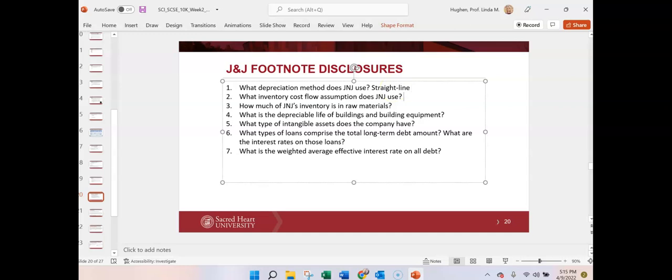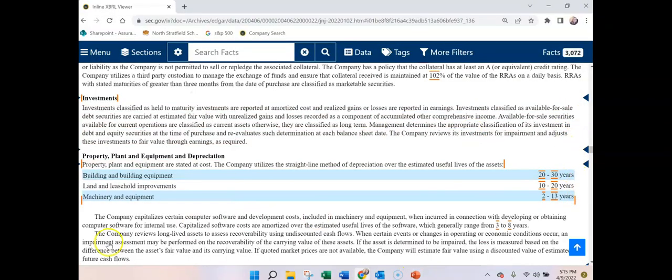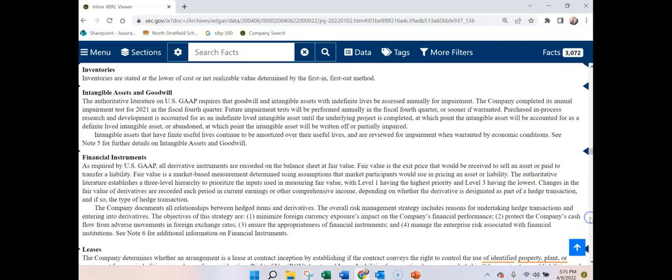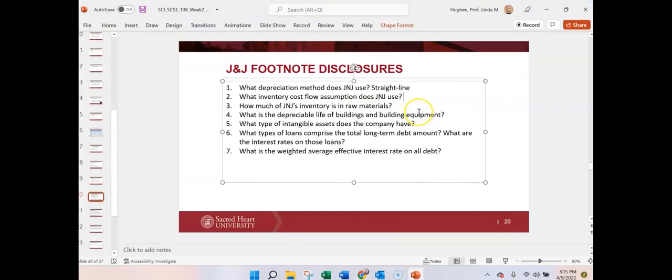perhaps. What inventory cost flow assumption does J&J have? Now let's find our inventory section. Again, still in note 1. Looking for inventory. Inventories are determined by the first in, first out method. So this is FIFO.